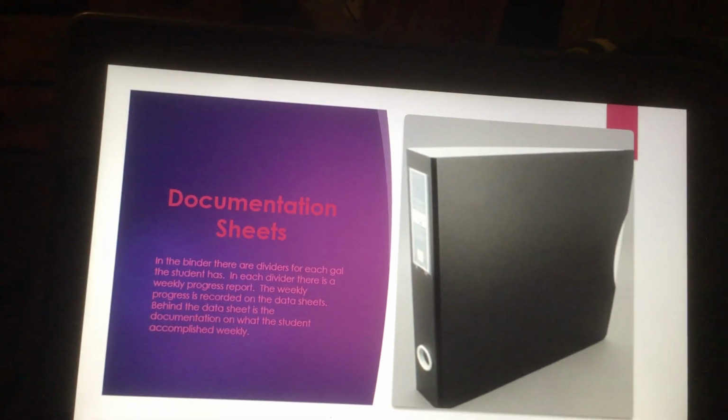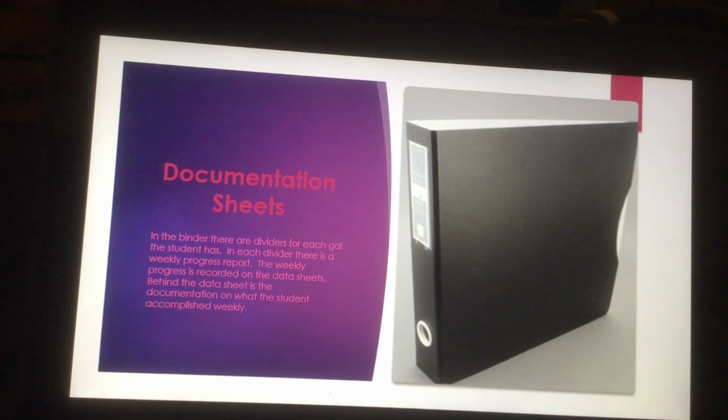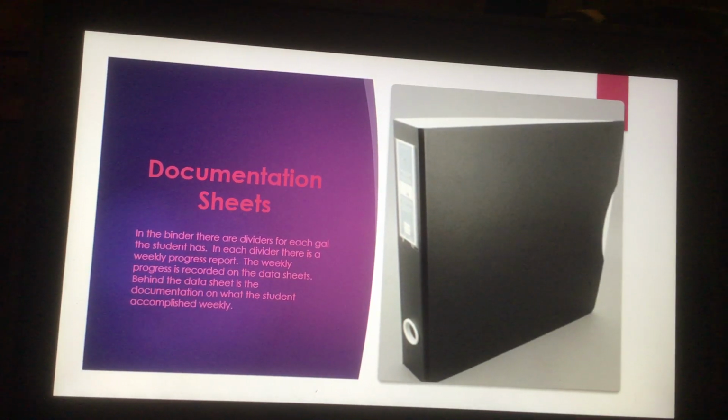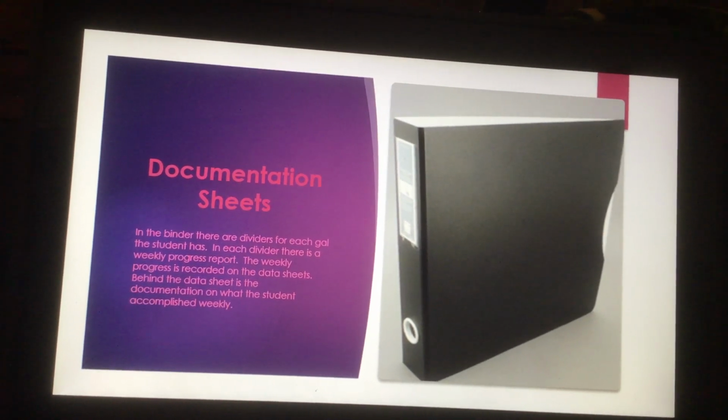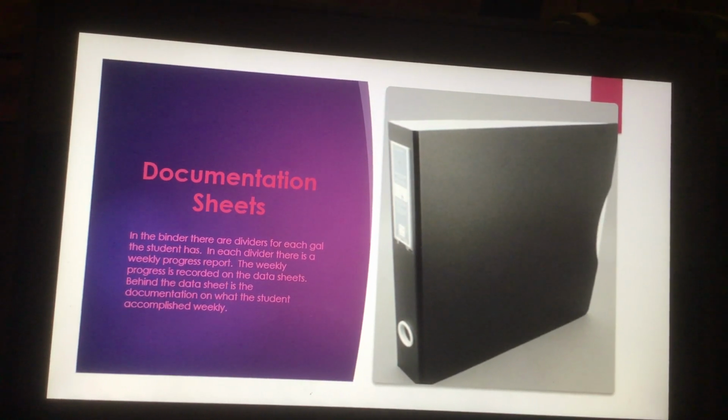In their binder, there are dividers for each goal the student has. In each divider, there is a weekly progress report. The weekly progress is recorded on the data sheets. Behind the data sheet is the documentation on what the student accomplished that week.